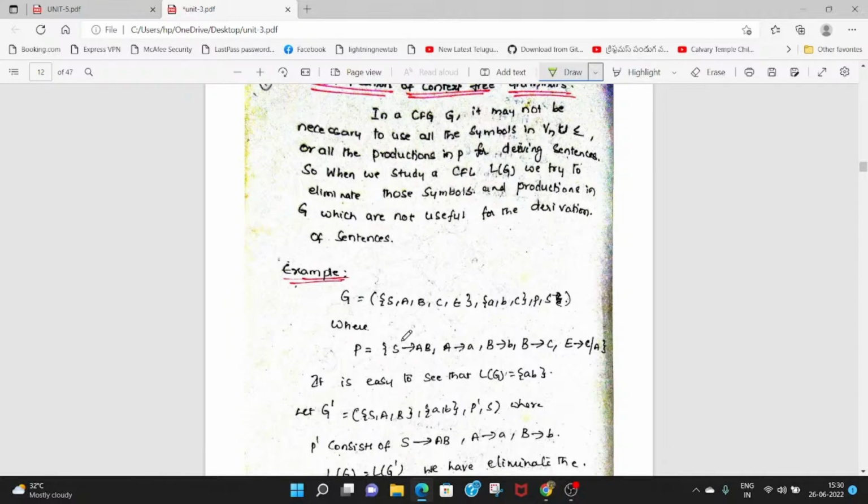So first of all, we have to start with the starting production, because we all know that whenever we want to derive something, we always start with the start production. So from that start production, we are trying to derive something.